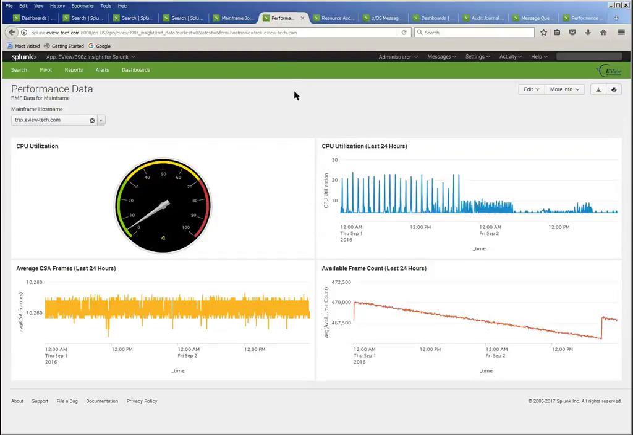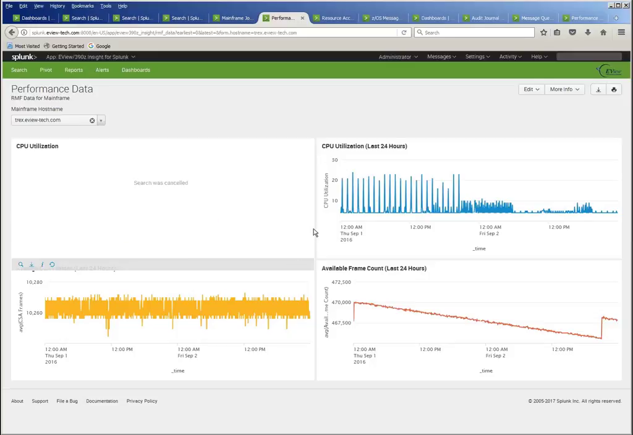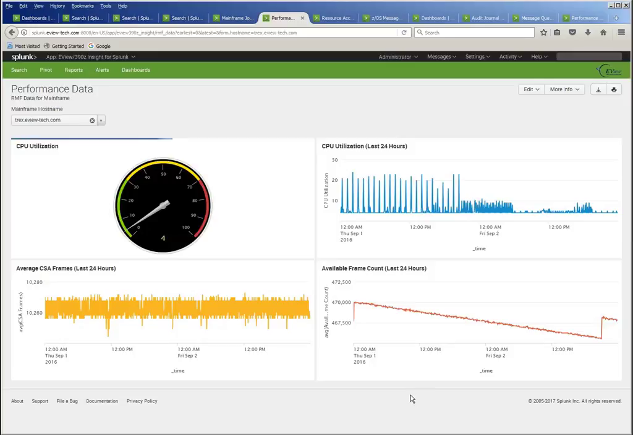The system level performance data. This is a dashboard showing just some of the metrics, for example, CPU utilization, a snapshot of the most recent CPU utilization, and then also CPU utilization and other metrics over the last 24 hours. So here we're looking at things in addition to CPU utilization, the common system area frames, which is a memory indication.